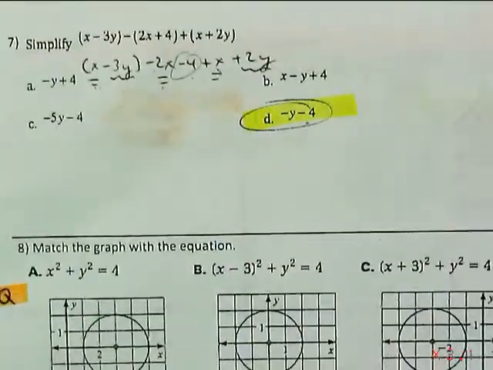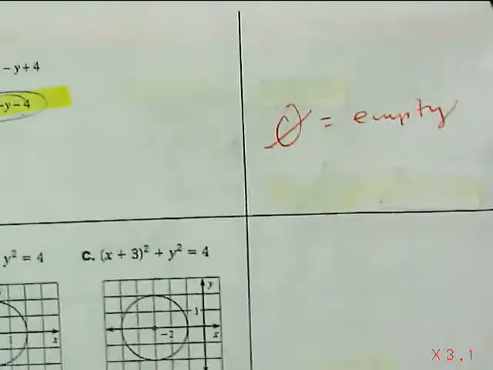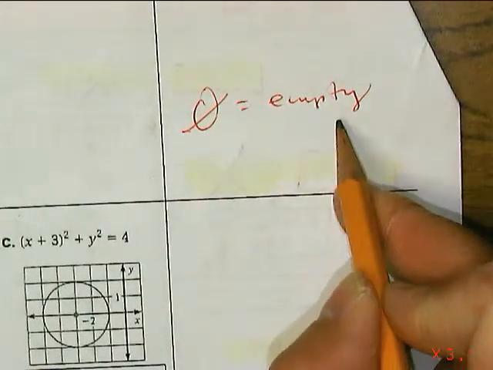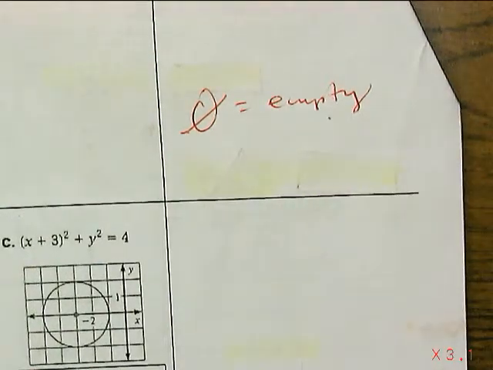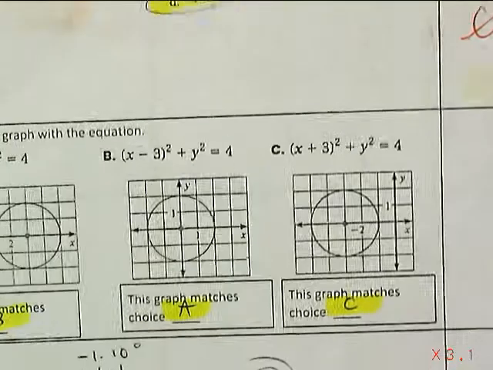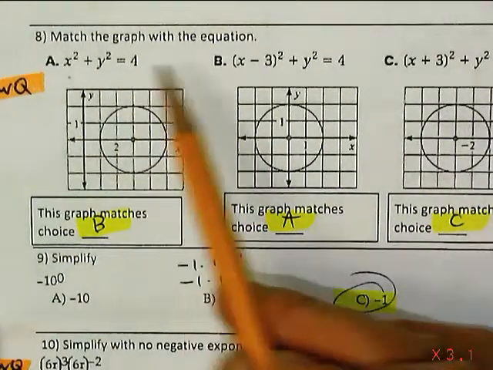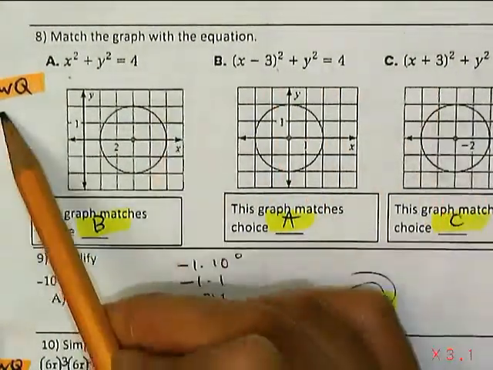There's also a new symbol I'm using on the quizzes. If you see me put a 0 with a slash through it, that basically means you've left the problem empty. It's still a 0, but you left it empty. Question number 8 is matching these equations of circles with their graphs. That was on last week's quiz.